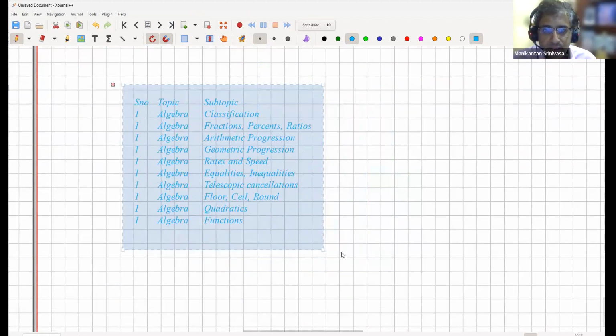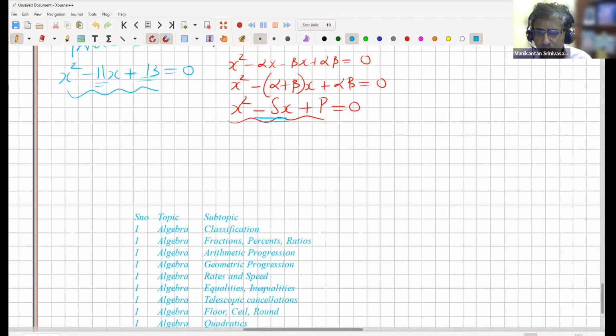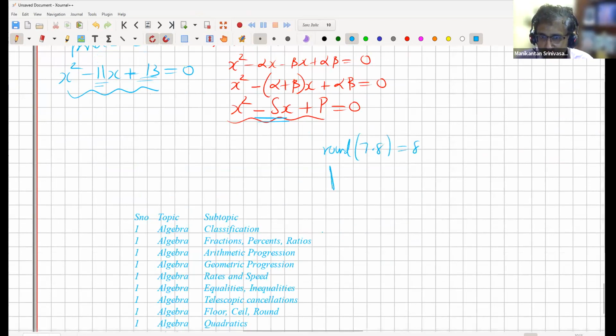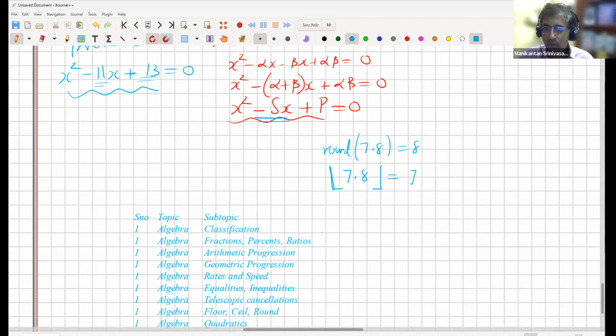Quadratic we did. Okay, floor, ceiling, round, all of this you should know, right? So round we know, rounding of any number, 7.8 is just 8. Okay, so floor and ceiling. This notation is used to denote floor. So floor of 7.8 is 7. It's also called the integer function, int of 7.8. Floor and int, so this is called the floor function.